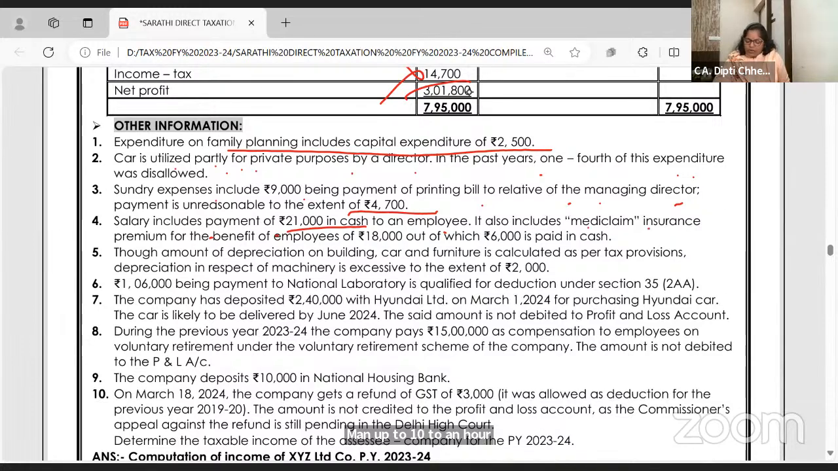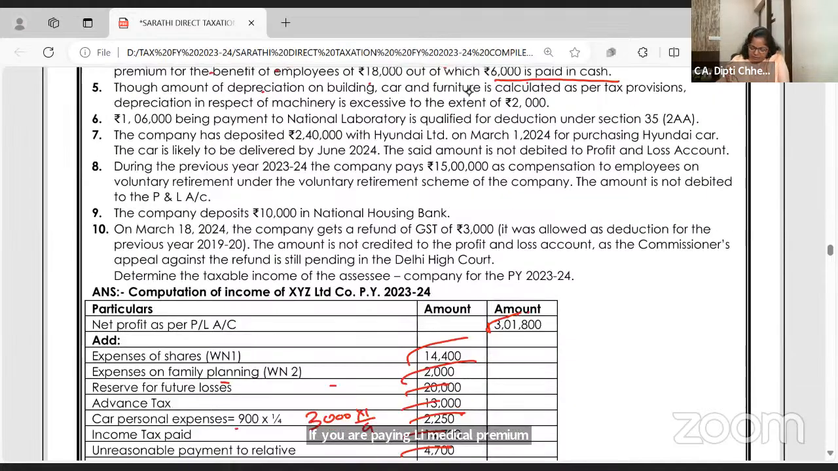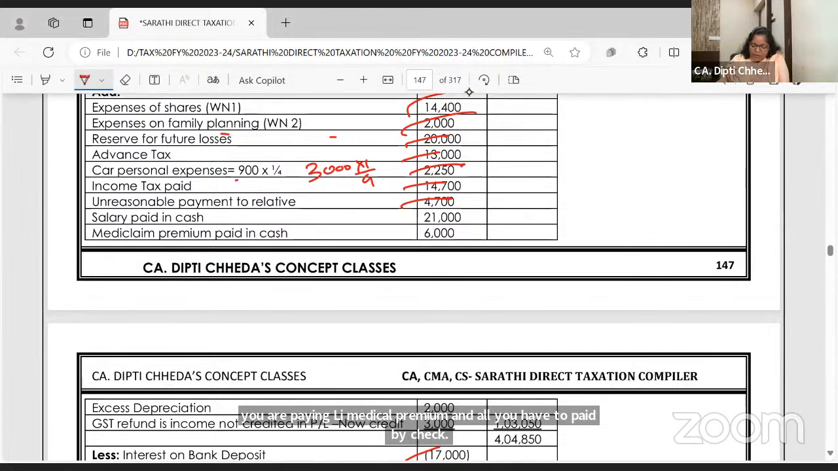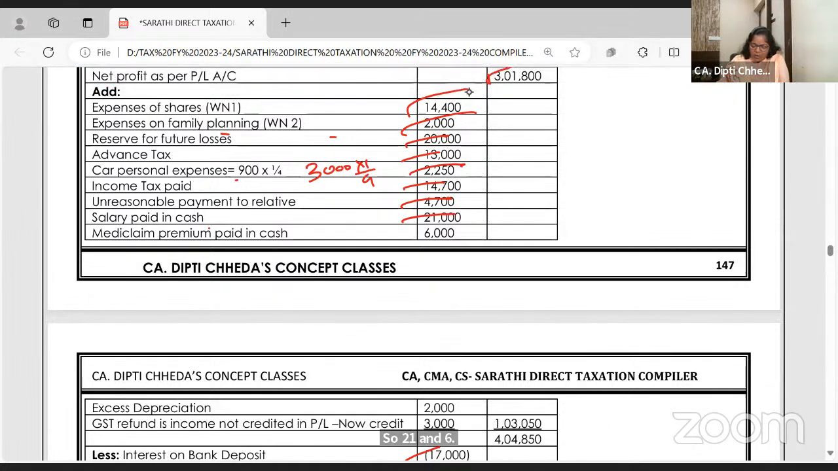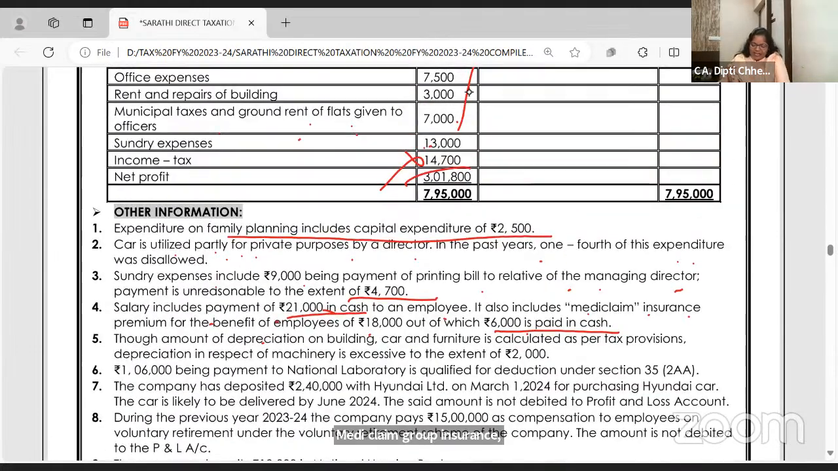It also includes medical insurance premium for employee, out of which 6,000 is paid in cash. If you are paying LIC, medical premium and all, you have to pay it by cheque. So 21 and 6. Why is salary 21 disallowed? Paid in cash. Why is Mediclaim disallowed? Because it is paid in cash. Mediclaim, group insurance, LIC, all this you have to pay by cheque.